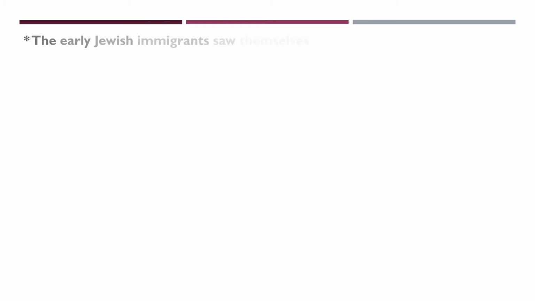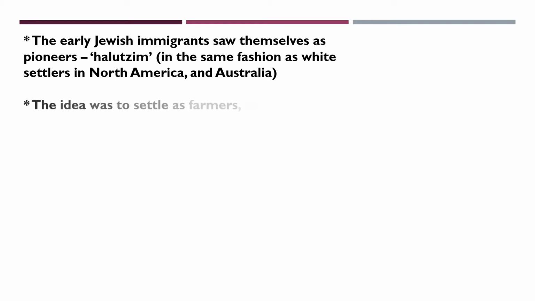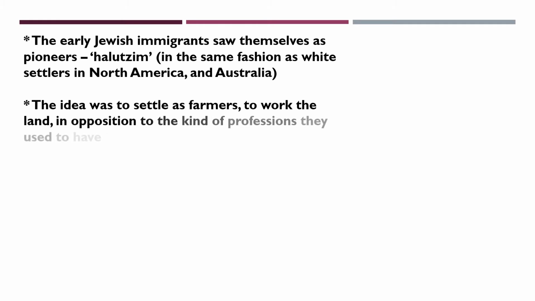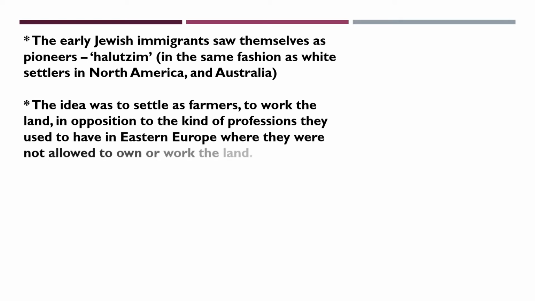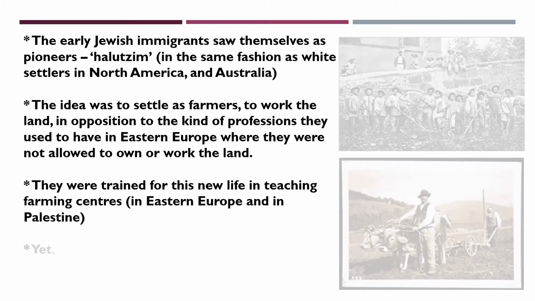The early Jewish immigrants into Palestine saw themselves pretty much in the same fashion as white settlers perceived themselves in North America and Australia, for instance, that is, as pioneers, as people who are bringing Western civilization into a non-Western land. In this case, Palestine was conceived as the Orient. And in this regard, I refer you to our first lecture about Edward Said and Orientalism. In Hebrew, pioneer means halutz, plural halutzim. And this is how these Jewish immigrants coming from Eastern Europe conceived themselves.